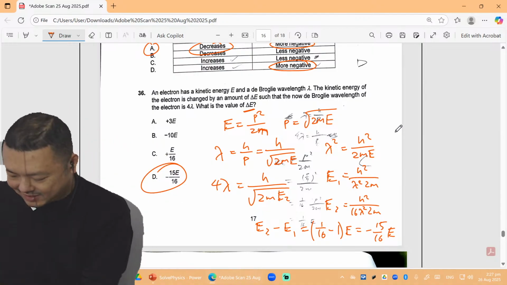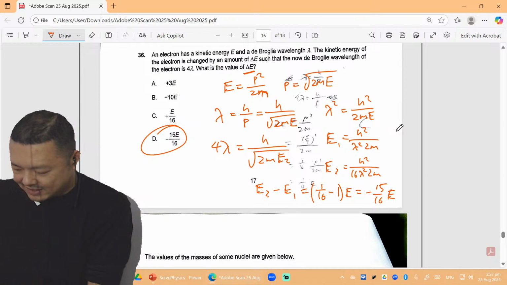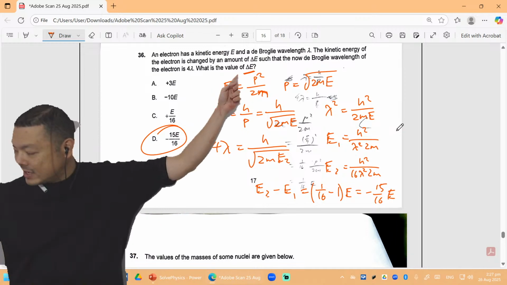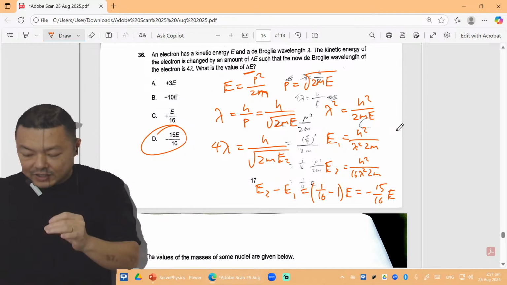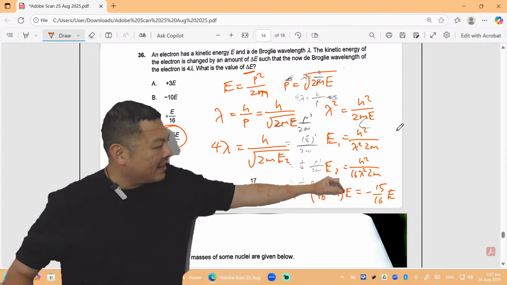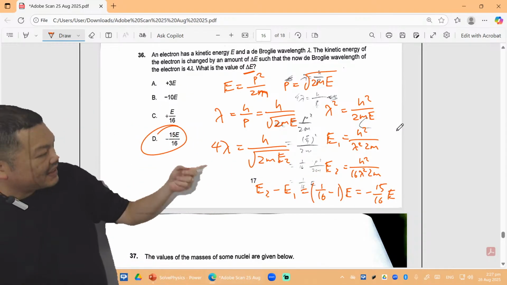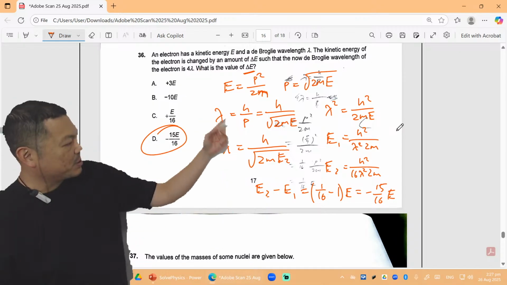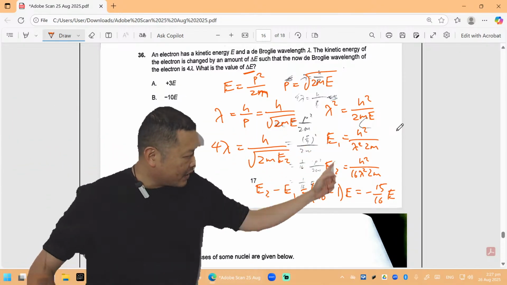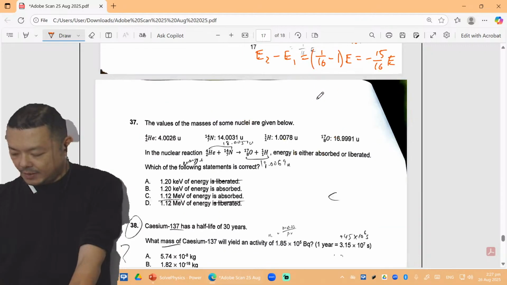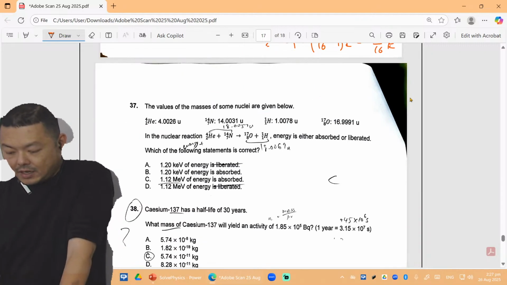That was the change, because the worst thing is they're asking for the change. They're not even asking for the final. If they ask you for the final, the value is 1 over 16 E. But they're asking for the change, so you have to express both E1 and E2 and then find the change.